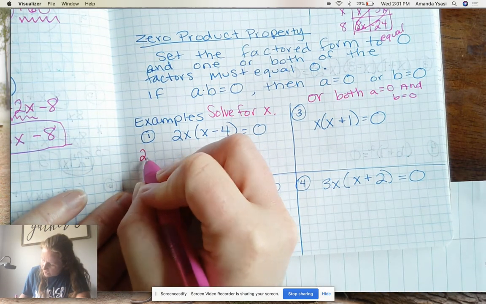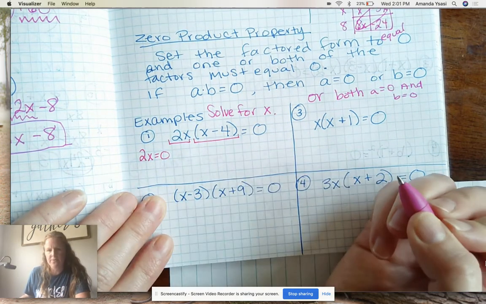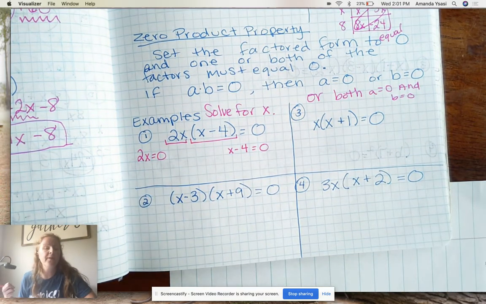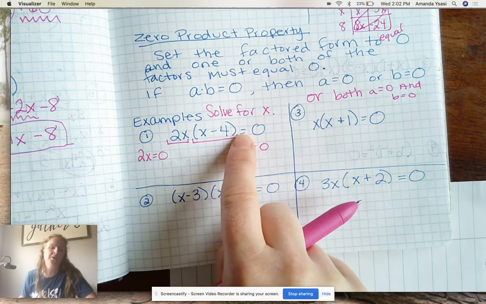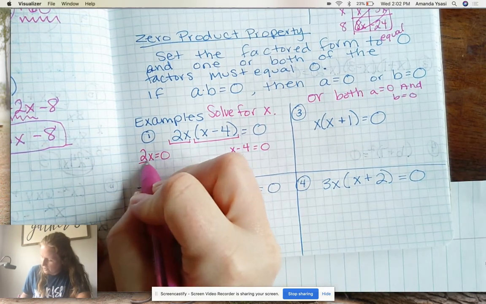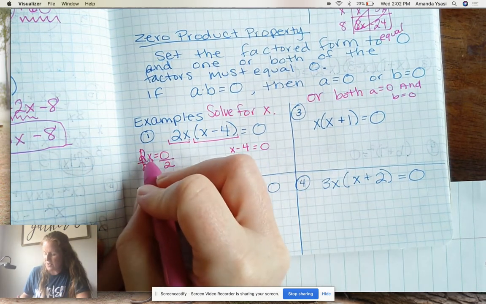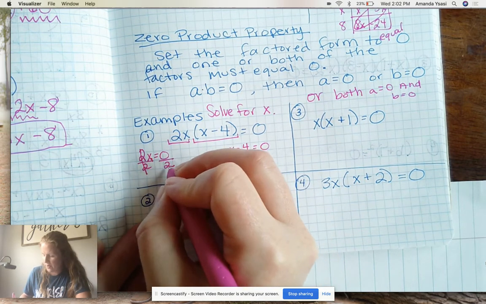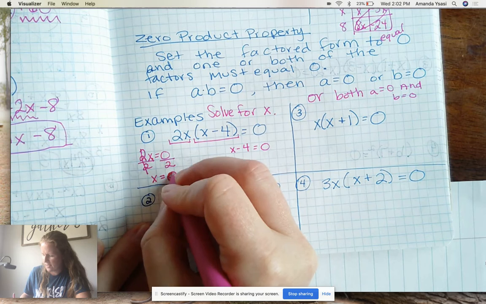So this would be 2x equals 0, because this is one factor. And this is a second factor, and then x minus 4 equals 0. Now that we have 2 equations, we're going to solve both equations, and we're getting what x equals. X can equal more than one thing if you have a polynomial in factored form. So we are going to divide by 2, because 2 times x, the opposite of that to get rid of 2, is to divide by 2. And we know that 0 divided by 2 is just 0. It's just x. What am I thinking? I almost messed up there.